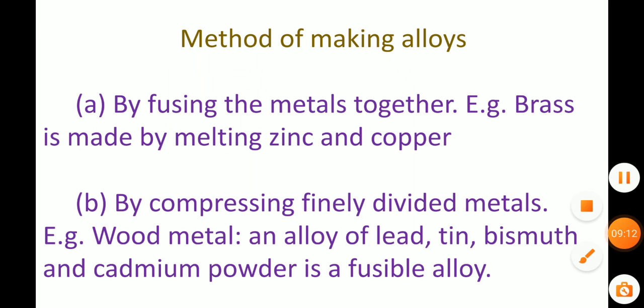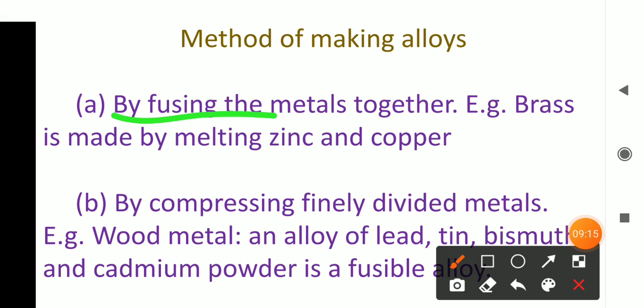Look here. The first method is by fusing the metals together. We have to take the metals which we need to convert into alloy, and by applying higher temperature they will be converted into liquid, and after converting them into liquid we will allow them to fuse together. As a result, we will get an alloy. So this is method number 1. How can an alloy be prepared? By fusing the metals together.